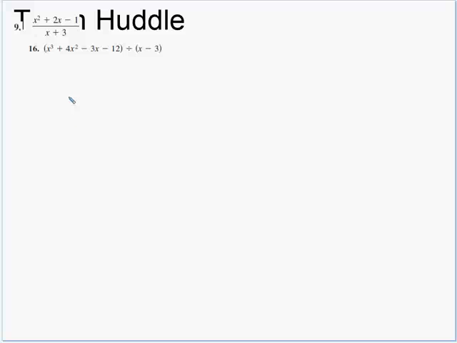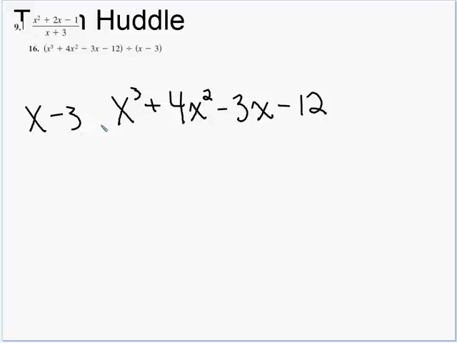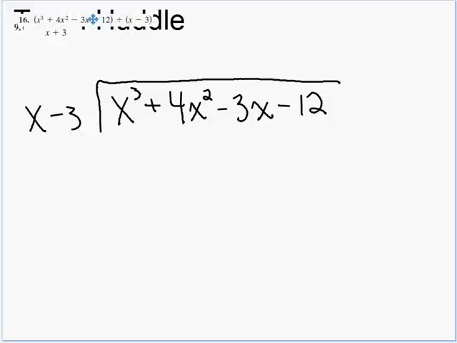Here we have our x cubed. Let me move that over just a little bit. X cubed plus 4x squared minus 3x minus 12. And we're going to divide into that x minus 3. This one's a little bigger, but nothing we can't handle.